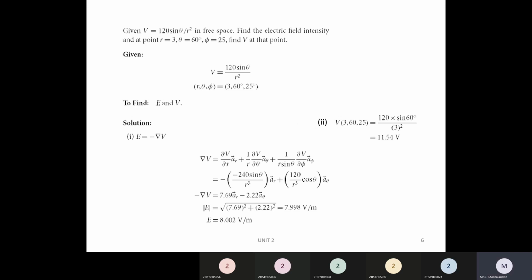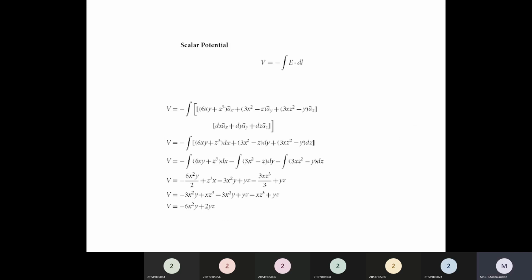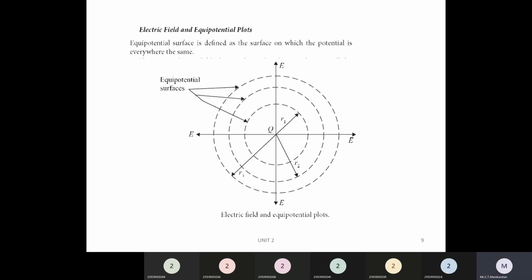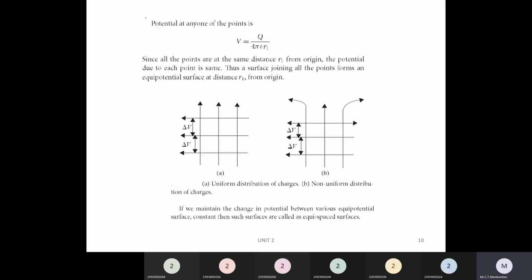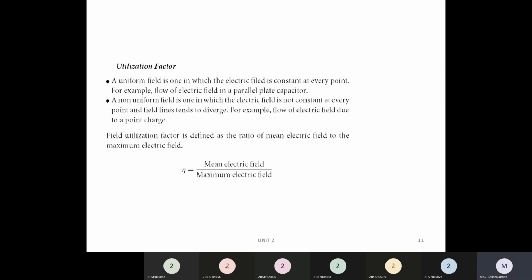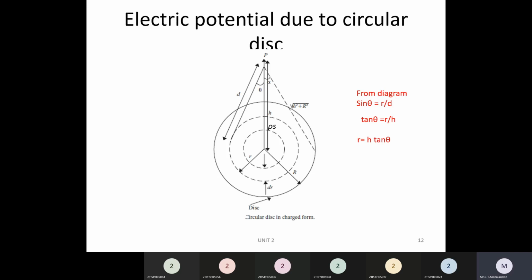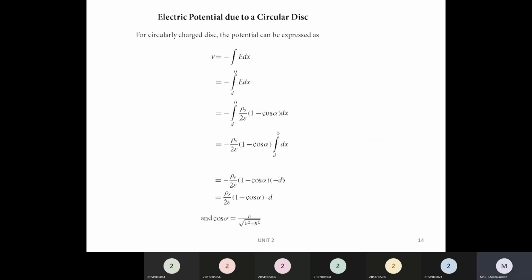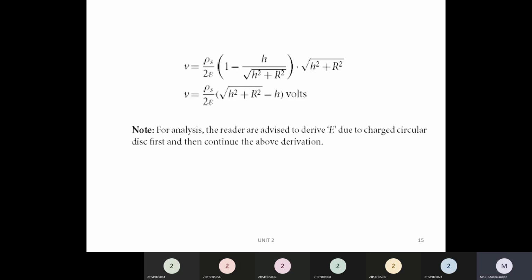Later on we have seen problems relating to that potential, relating electric field and potential, and equipotential plots and equispaced plots. I'm just revising what we have seen in the last session. Utilization factor also we have seen, and the electric potential due to a circularly charged disk: V equal to rho s by 2 epsilon times root of h square plus r square minus h. This you have seen there.